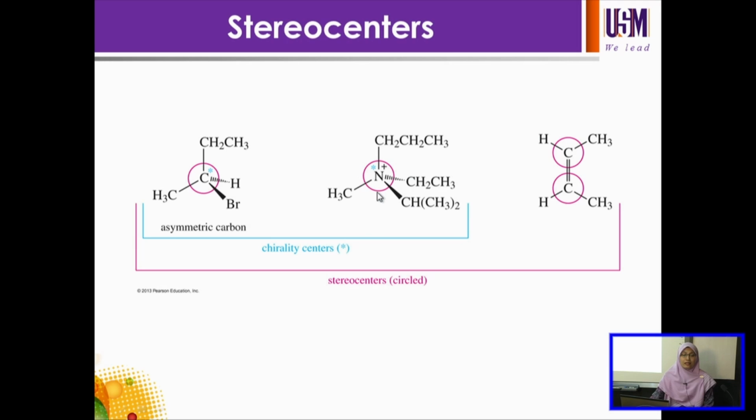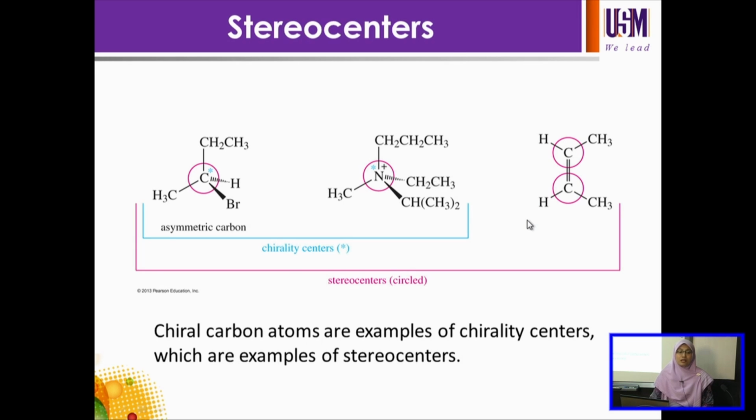A chirality center can be any atom other than carbon. Here we have an example of nitrogen attached to 4 different groups. A chirality center is an example of a stereocenter. Here we have a carbon atom in a double bond. This is a stereocenter, but it is not a chiral carbon. This double bond carbon is not a chiral carbon. Later we will discuss this in more detail. So chiral carbon atoms are examples of chirality centers, which are examples of stereocenters.